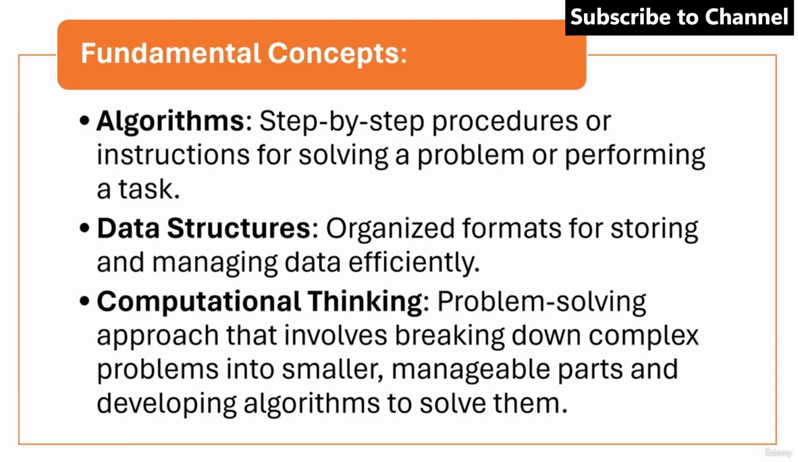So basically, a fundamental concept of any computer science is algorithms, data structures, and computational thinking. Algorithms are nothing but a step-by-step procedure or instructions for solving a problem and performing tasks. Just to be noted, the word algorithm comes from the person Al-Khwarizmi in the Islamic times. He discovered the step-by-step procedure of instruction. So Al-Khwarizmi transformed to algorithm, and the step-by-step solving process is called algorithm.